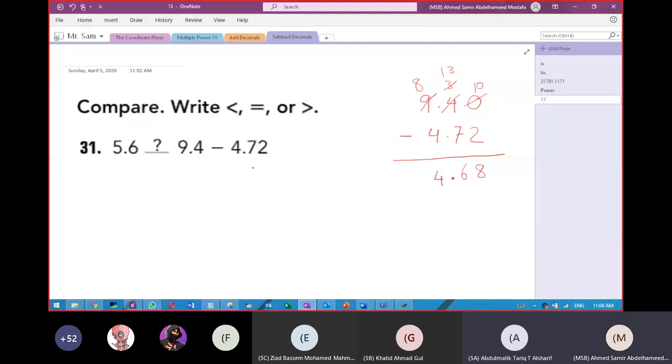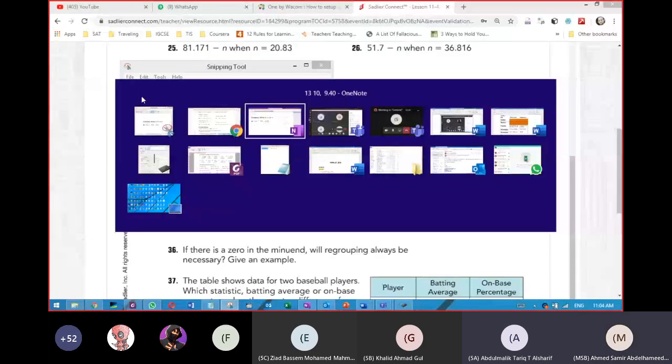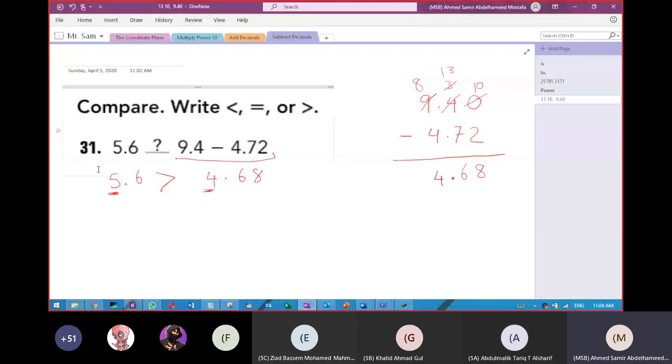Right. So this part altogether would be equal to 4.68. So 5.6 is more than 4.68. Of course, because here the whole number is 5 and the whole number here is 4. Excellent job. Mister, but we'll still not be able to fully compare them because the 5.6 must be 5.60. You're right, but we have to look at the whole number first.